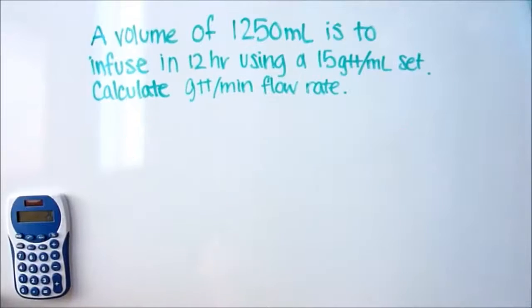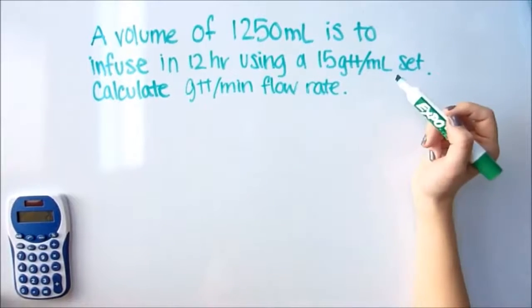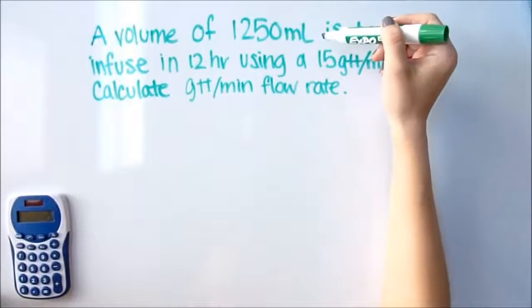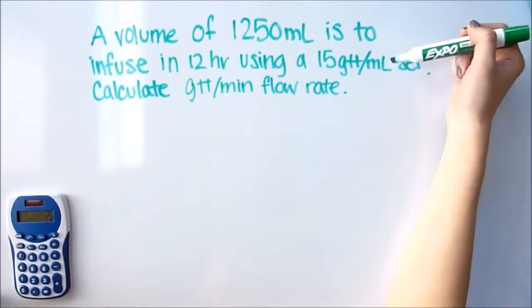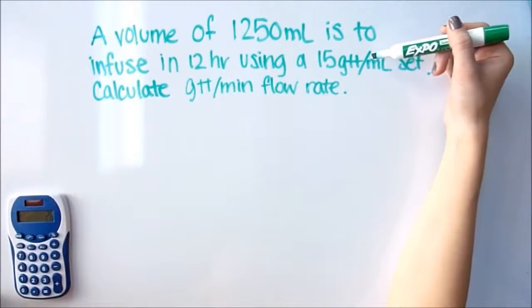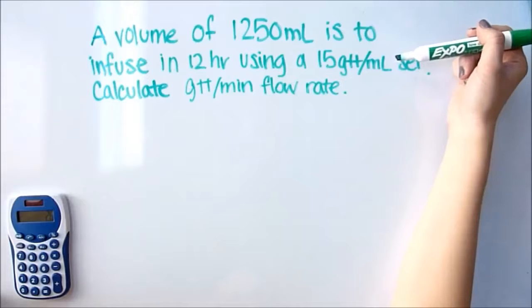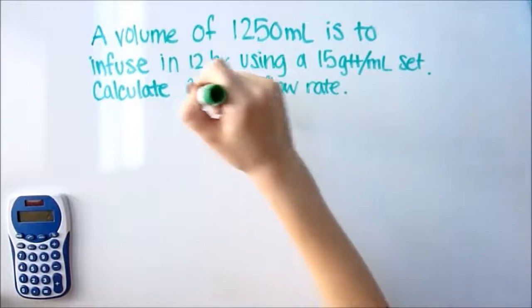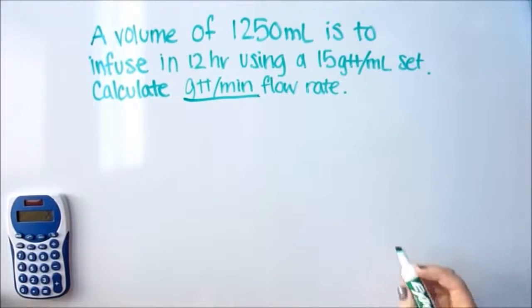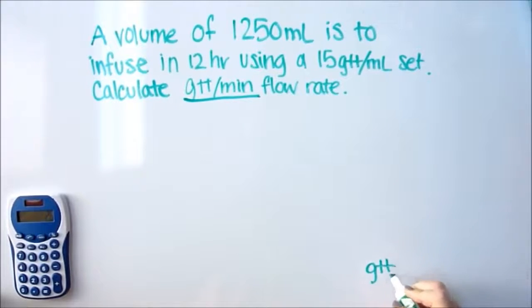So our next question is quite similar. A volume of 1,250 ml is to infuse in 12 hours using a 15 GTT per ml set. Calculate the GTT per minute flow rate. So again, we're looking for drops per minute. I'm going to write that down at the bottom. That's what we're looking for.